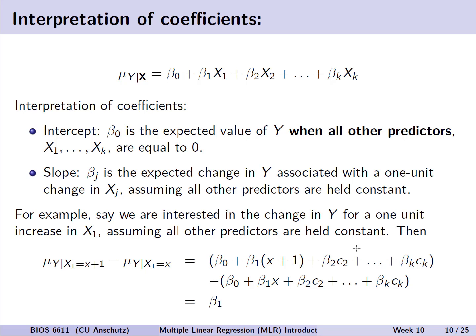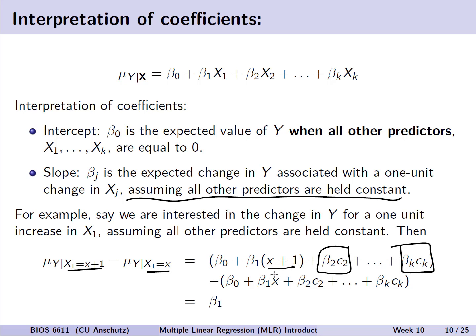The slope likewise is quite similar, where beta j, any one of our slope parameters, is the expected change in y associated with a 1 unit change in the corresponding predictor xj. However, we have this additional detail that we assume all the other predictors are held constant. We see this below that, for example, if we're interested in a 1 unit increase in x1, we're saying y given x1 equals x plus 1 versus x1 equals just x. Well, if everything else is held constant, we have beta 2 c2 through beta k ck in both cases. So therefore, the difference is still just beta 1 for that 1 unit increase, but it does have this important fact that we have to use the exact same held constant values for the other betas.